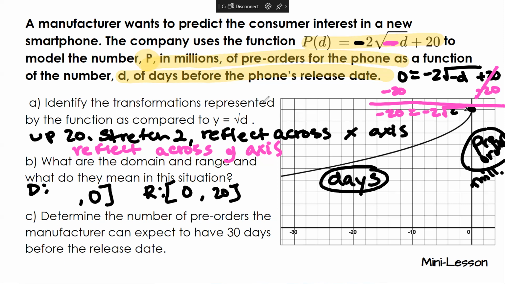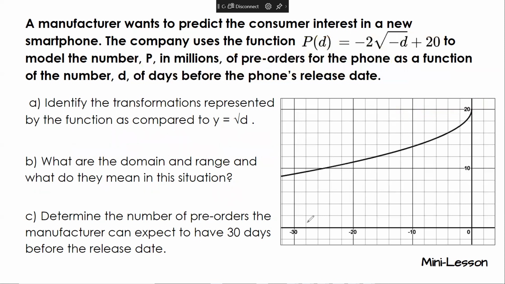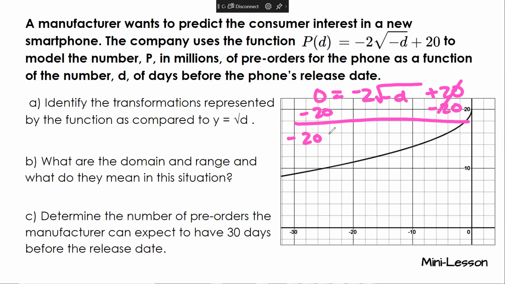This is going to be real messy. Hold on 1 second. Let me clear this out really quick. I'm going to clear this and come back. So I'm going to take 0 equals -2, the square root of -d, plus 20. I'm going to subtract 20 from both sides. And then what am I going to do? I'm trying to get d by itself. So what do I need to get rid of? The -2. Okay, so we're going to divide by -2 on both sides.